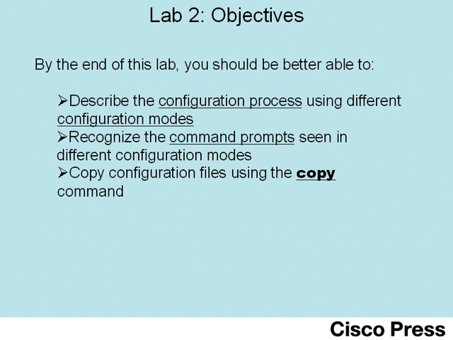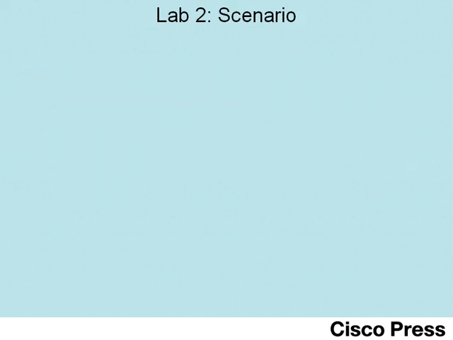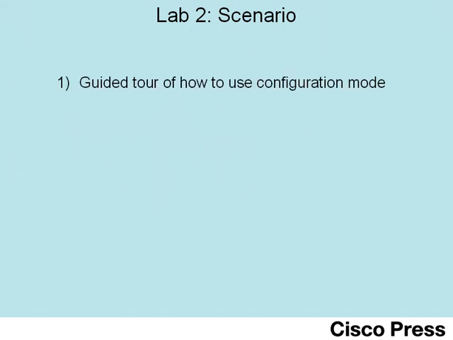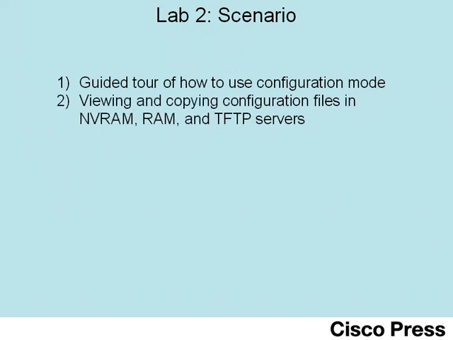We'll talk about how to use the copy command to copy different configuration files inside a router and how to see the contents of those configuration files. The scenario for Lab 2 uses two basic steps. In the first step, you'll see a guided tour of how to get into configuration mode, navigate around different configuration modes, and recognize the prompts in those different configuration modes. In the second step, you'll see how to view and copy configuration files between RAM, NVRAM, and TFTP.